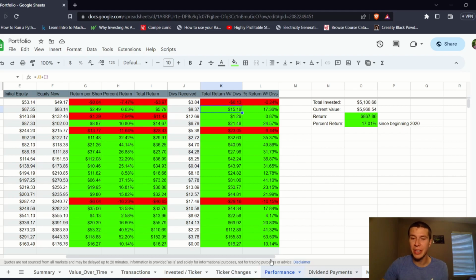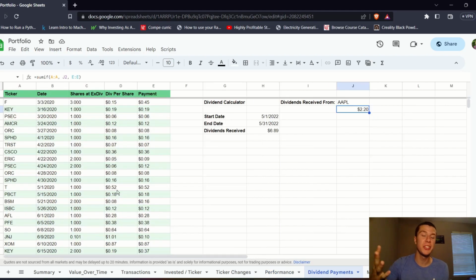So the next tab here is dividend payments, similar to transactions, but it just lists all the dividend payments instead of buys and sells. I also have some handy calculators I can use to calculate how much I received in dividends over the whole life of the portfolio from Apple or maybe AbbVie. AbbVie is a bigger payer, so I've received over $13 from them over the course of owning them.